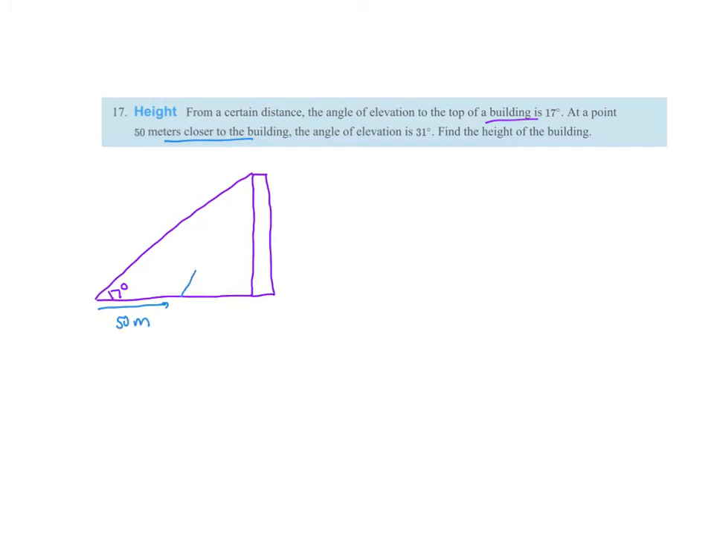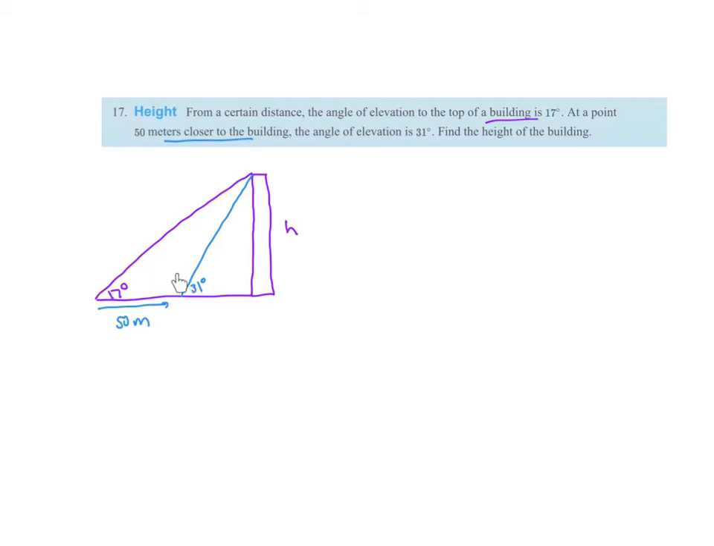31 degrees. So note, as you get closer, the angle of elevation is larger, right? So just looking up higher, there definitely is a larger angle. Now we want to find the height of the building. So we could use law of sines here, but we need to find some information first.